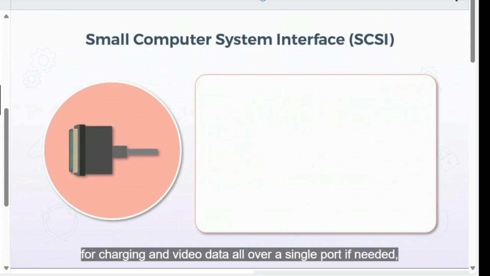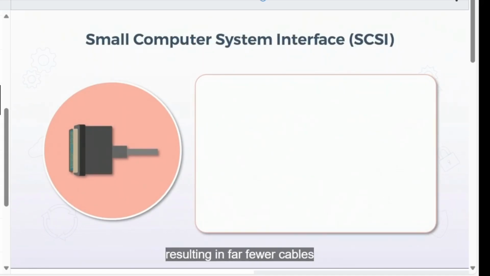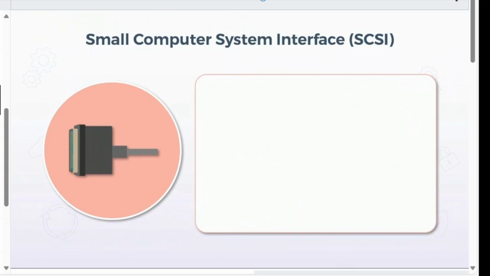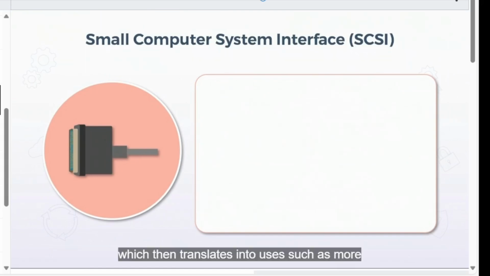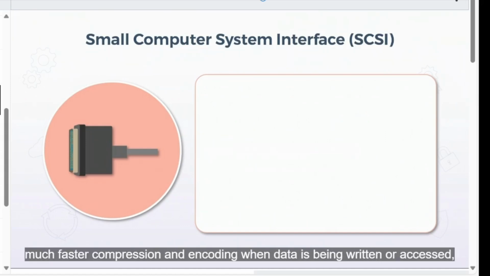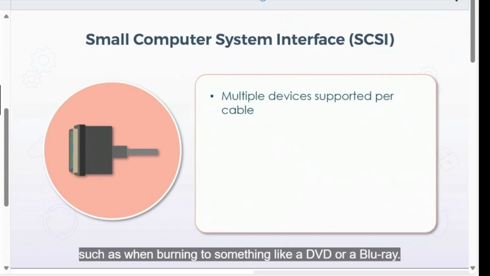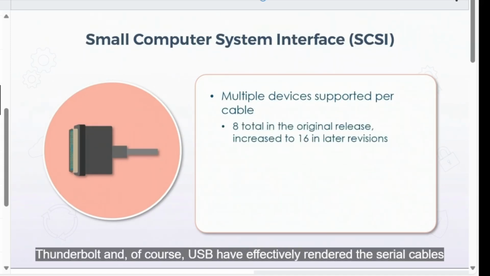The contemporary to IDE was the Small Computer System Interface, or SCSI, which was virtually always pronounced SCSI. Now, while SCSI almost always outperformed the IDE interface, it wasn't very commonly used in desktop PCs, but it was very common in larger, more powerful network servers, primarily due to the fact that more devices could be supported on a single SCSI cable. In fact, up to 8 in total in its original release, then later increased to 16.